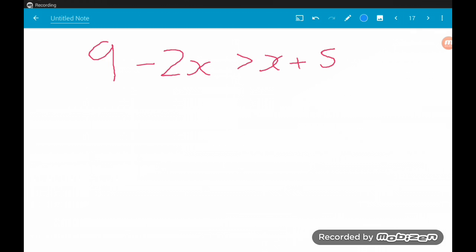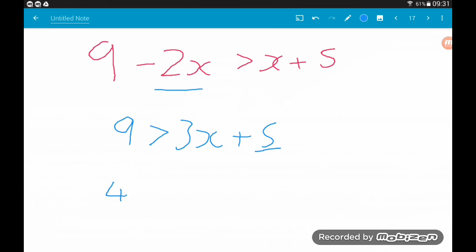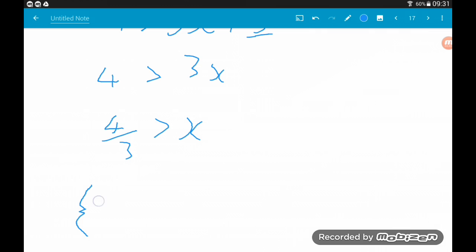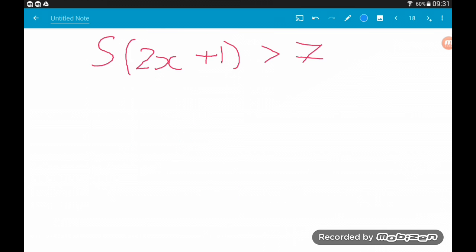Okay, 9 minus 2x is greater than x plus 5. So, first thing I would do here is sort out the minus 2x. So we're going to add that to both sides. So we're going to get 9 is greater than 3x plus 5. Take away the 5. So 4 is greater than 3x. And then finally divide by 3. So we get 4 thirds is greater than x, or x is less than 4 thirds. Or in set notation, x is such that x is less than 4 thirds. Good times.